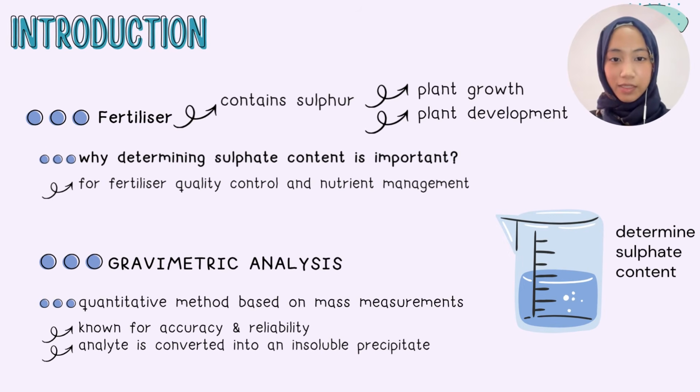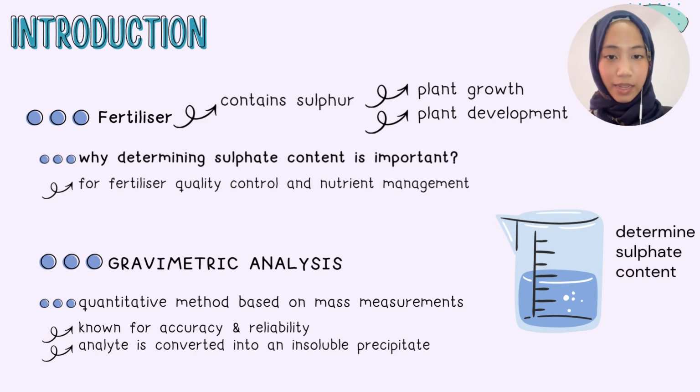This experiment focuses on determining sulfate content in a fertilizer sample. Sulfur is an essential nutrient that helps support plant growth and development. Therefore, it is very important to determine the sulfate content in a plant to ensure proper quality control and nutrient management. To do this, we use gravimetric analysis.